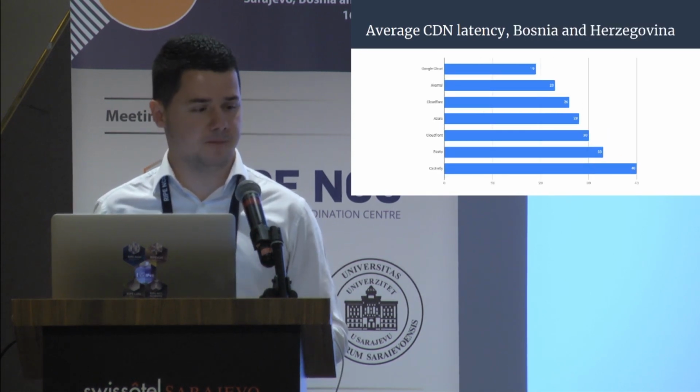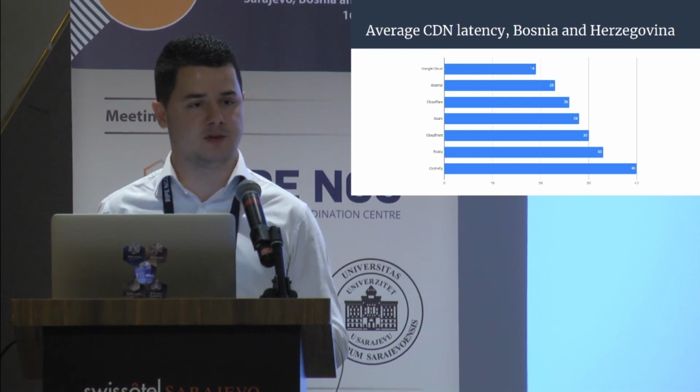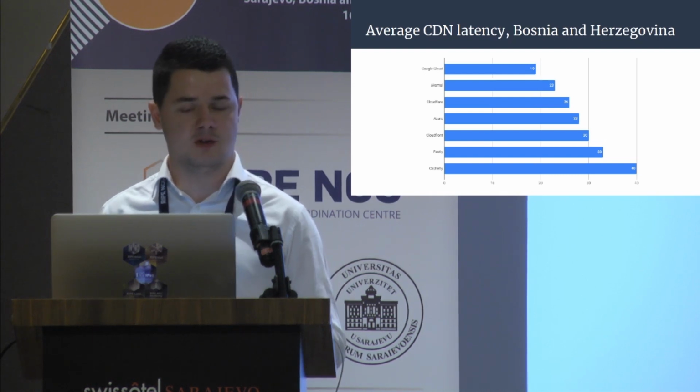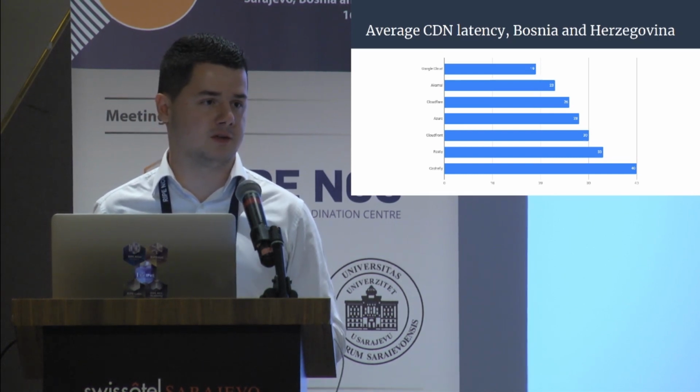In Bosnia and Herzegovina, it's a little bit different compared to global results. We have to keep in mind that not all the AS numbers in the country have RIPE Atlas installed with them, but the results turn out to be that Google Cloud is the fastest CDN from our country.